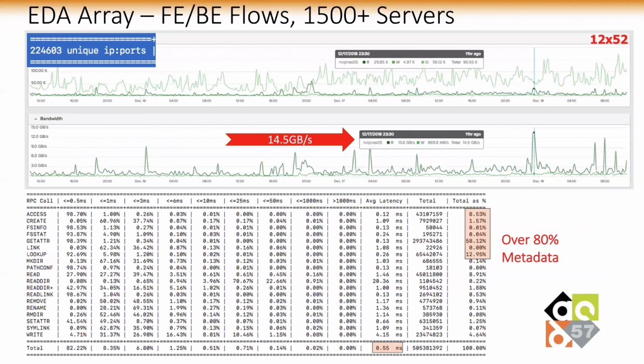As an example of some real workloads where FlashBlade is deployed, this is a customer with a 300,000 core compute farm running basically the EDA mixed profile using both front-end and back-end workloads on a single array. You can see this had over 224,000 unique IP port connections in a 2-hour period, peaking up at 14.5 gigabytes per second. Now, what's unique here is that even though this is a front-end, back-end mixed workload pushing a huge amount of bandwidth, it still was over 80% metadata. So again, extremely good performance.